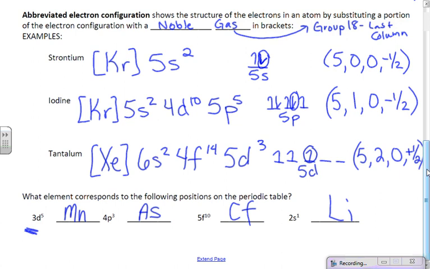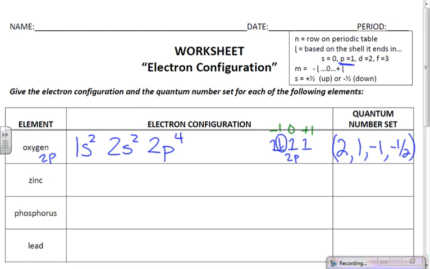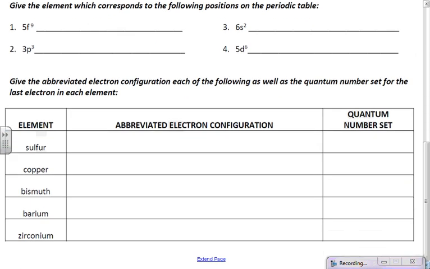So on your worksheet, I'll work the first one with you. We've got sulfur. Sulfur is number 16. So what noble gas is closest to 16 without going past it? Neon. So we'll put Ne in brackets. And that gets us all the way through 2p. So then we start with the 3rd row and we have 3s2. And then how far over in 3p do we find sulfur? It's the 4th one over.